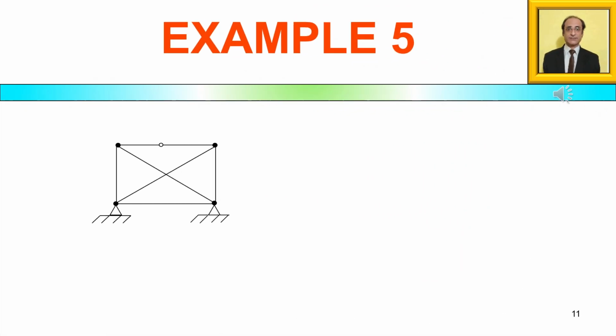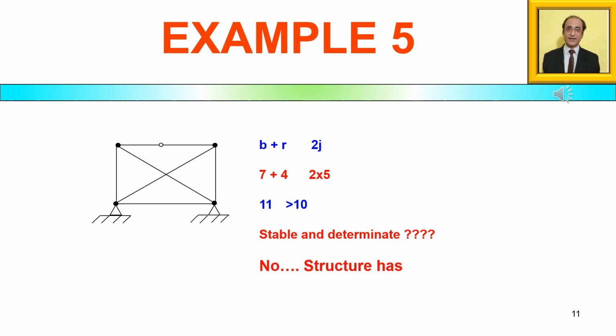Next, I have modified the previous example structure. The two top inclined members are made horizontal. Now if you do the computation, b plus r comes out to be 7 plus 4, that is 11, and 2j comes out to be 10. Before jumping to the final conclusion based on the numbers, we must inspect it very carefully and look for any sign of any kind of geometrical instability.